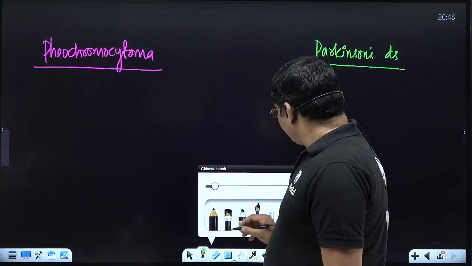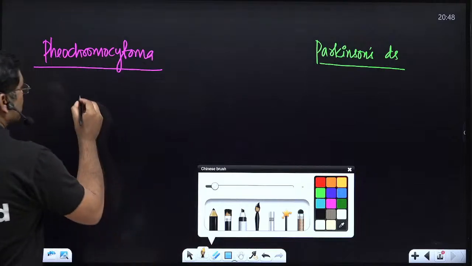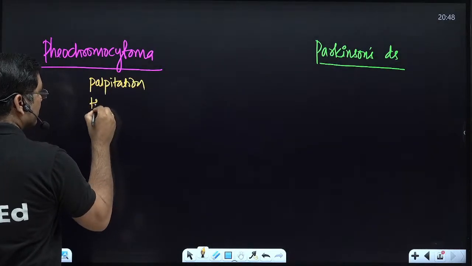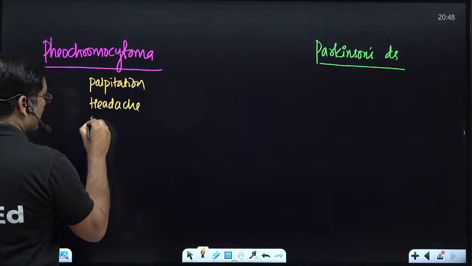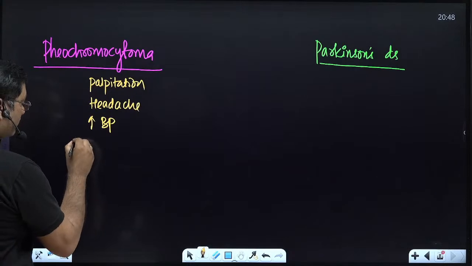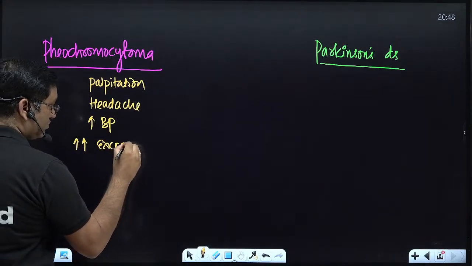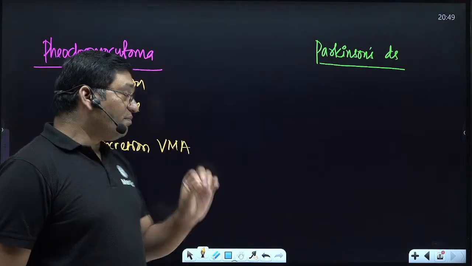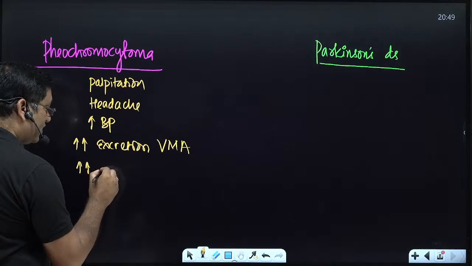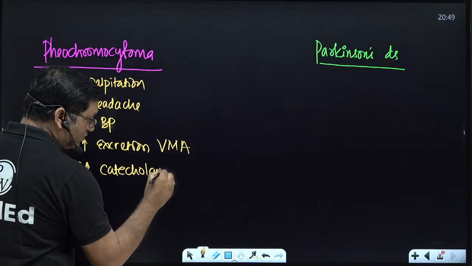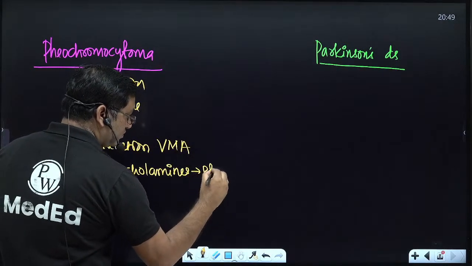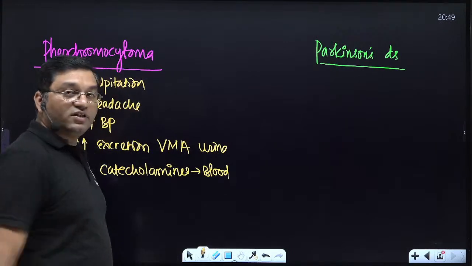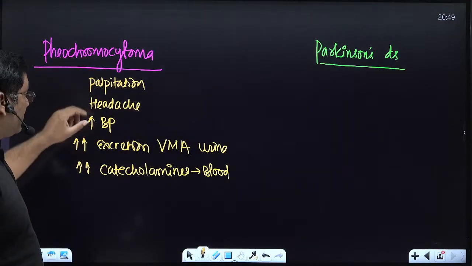What is pheochromocytoma? What are the symptoms? The symptoms are palpitation, headache, and raised blood pressure. And there is increased excretion of vanillylmandelic acid, VMA, in the urine. There is increased level of catecholamines, that means epinephrine and norepinephrine, in the blood. Increased level of catecholamines in blood, increased excretion of VMA in urine. So these are the features of pheochromocytoma: palpitation, headache, raised blood pressure.